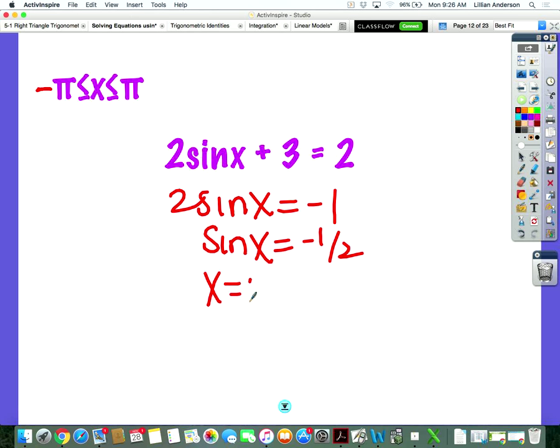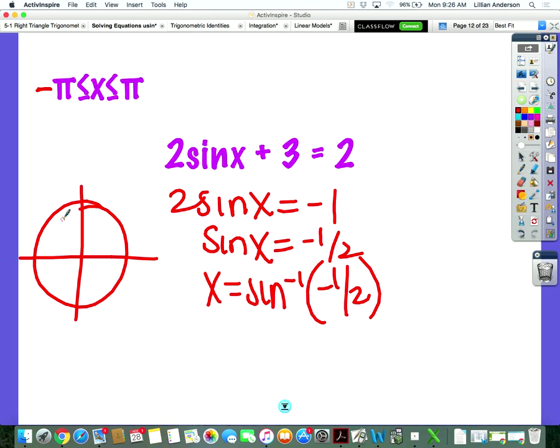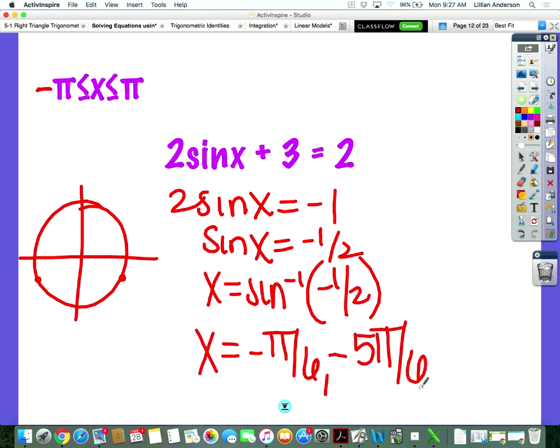You are going to end up doing the inverse. So you have to ask yourself, where is sine a negative 1/2? I.e., where on your unit circle is the y value a negative 1/2? That's going to occur here as well as here. Since we're only restricted in between a negative pi and a positive pi, you're going to have 2 values. It's going to be a negative pi over 6 and a negative 5 pi over 6. Yes? Good stuff. Here's the next one.